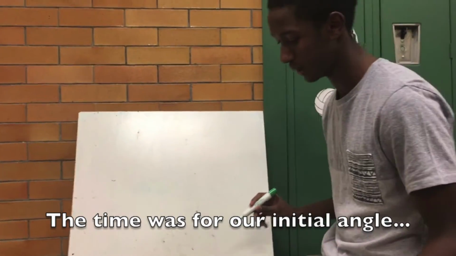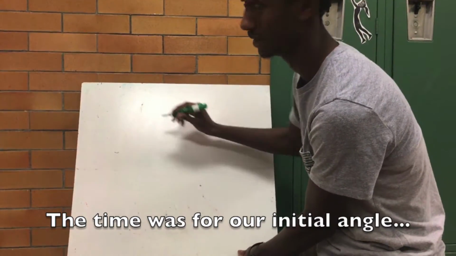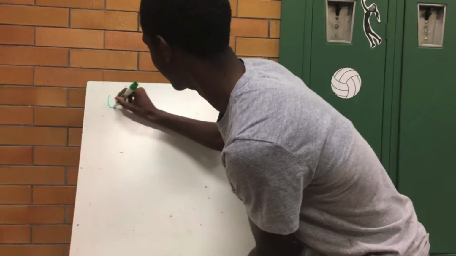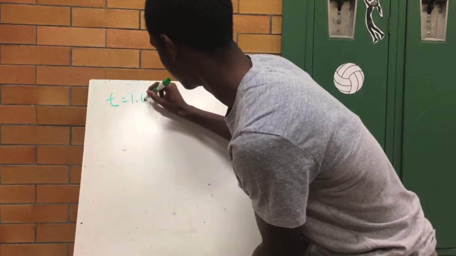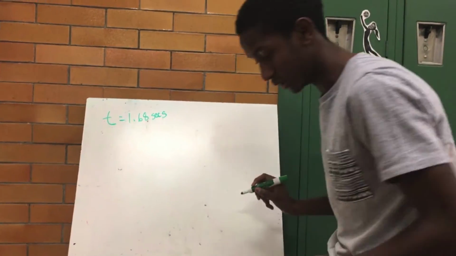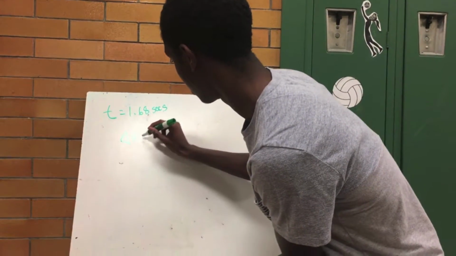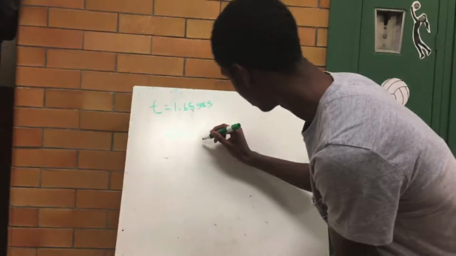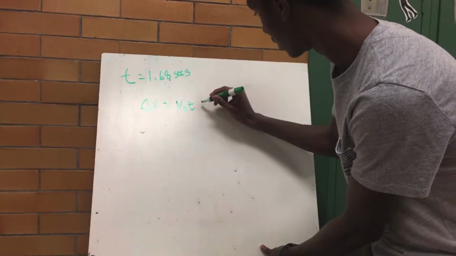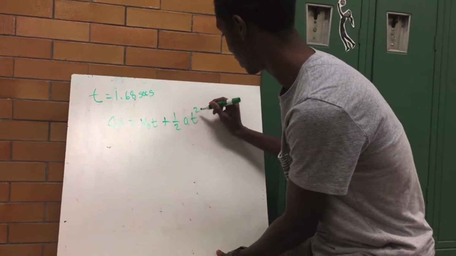Okay, so now we have to find the acceleration. To find the acceleration, first we took 4 time trials and we averaged them out. So since we have the time, we just use the change in x equation. Change in x equals v0t plus 1/2 a t squared.